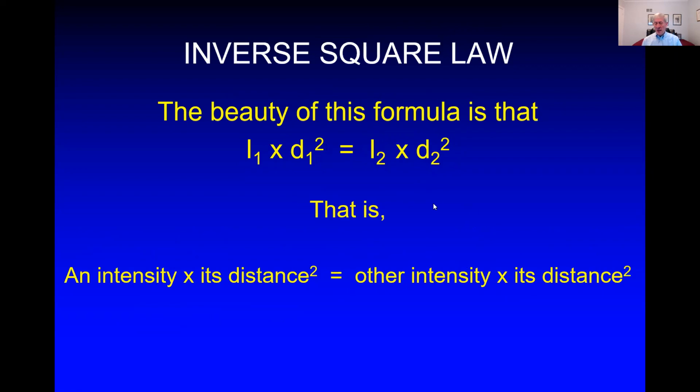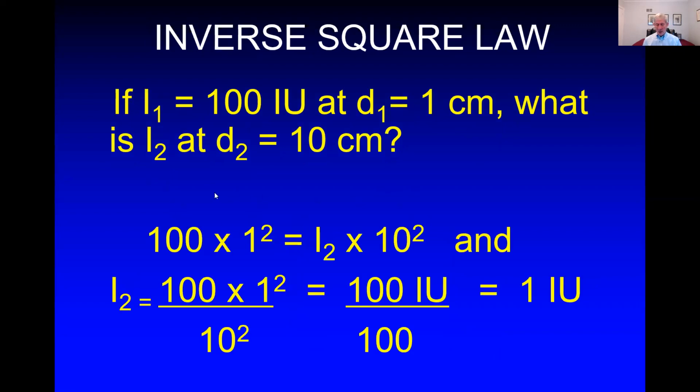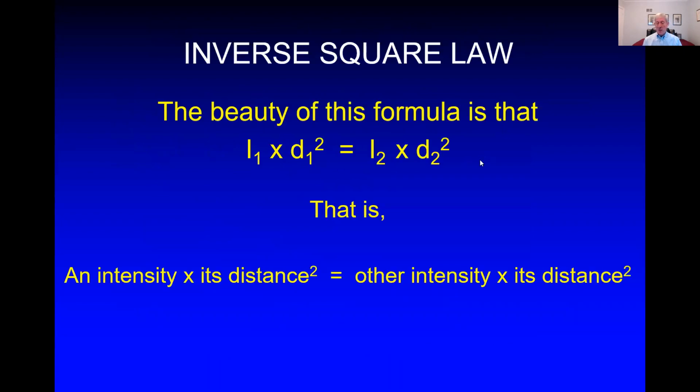And so I'm going to jump ahead for 2 slides just to show you a problem and how you can set this up in your head. If the intensity number 1 is 100 and D1 is 1 centimeter, you're simply going to say 100 units times 1 centimeter squared equals I2, the unknown, times 10 centimeters squared. And here's what that looks like right here. 100 times 1 squared is I2 times 10 squared. So if you understand that, you don't even need the formula here at all. You're simply going to take an intensity times the square of its distance. That will always equal the other intensity times the square of its distance.